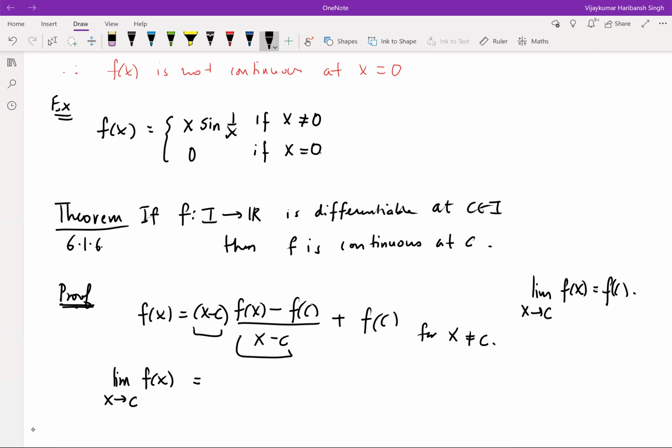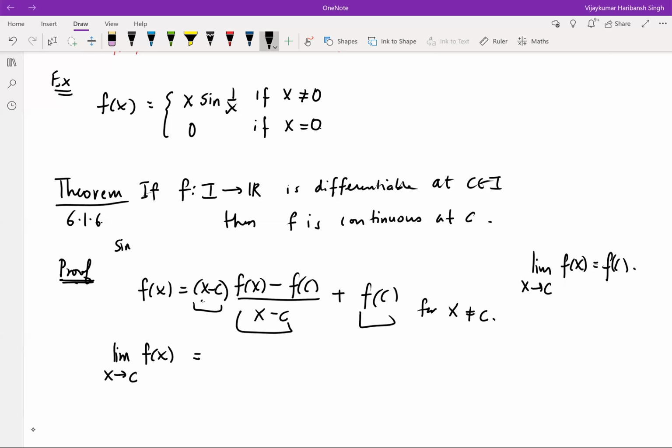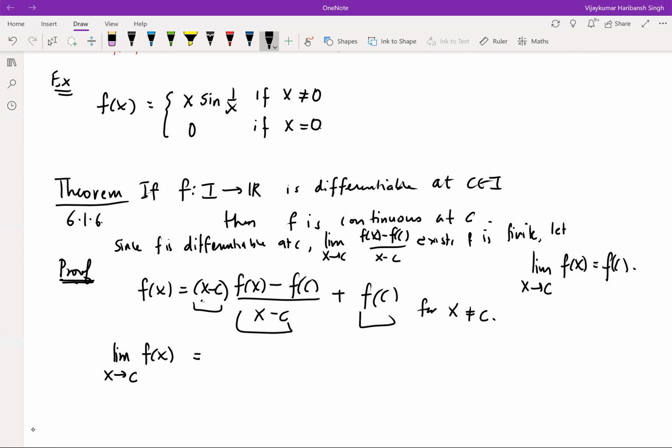Now each of these limits exists, right? This limit is 0. This limit exists because the function is differentiable. So we should write that since f is differentiable at c, the limit as x goes to c of f of x minus f of c over x minus c exists and is finite. Let's call it f prime of c. That is, f prime of c exists.